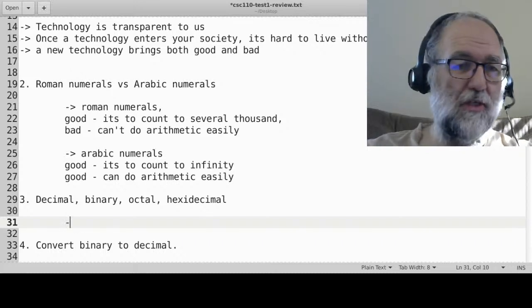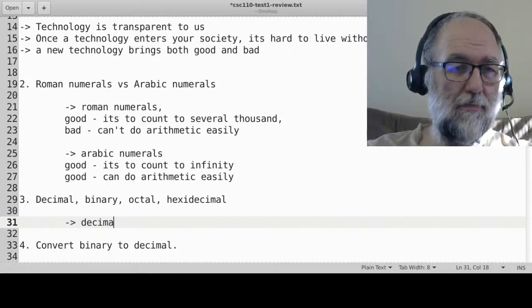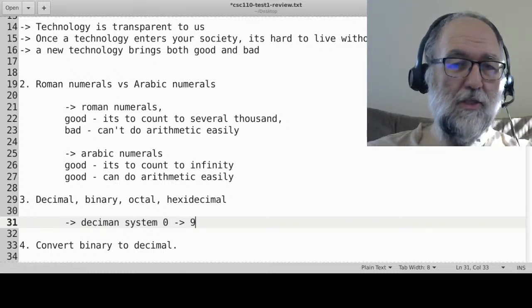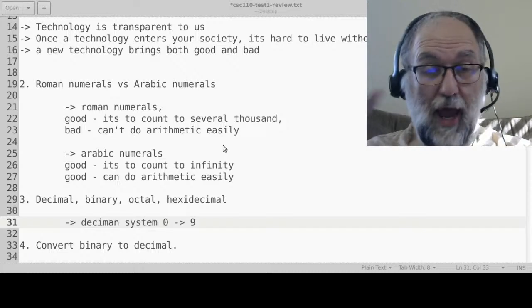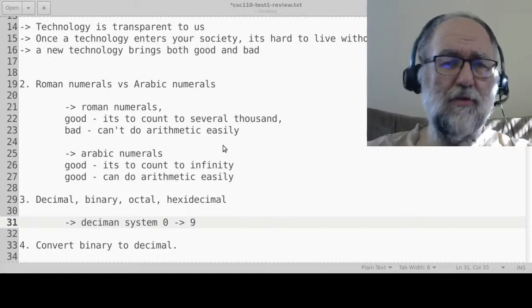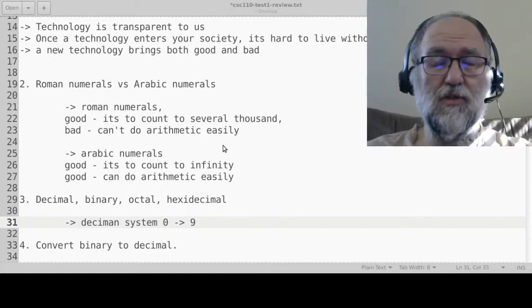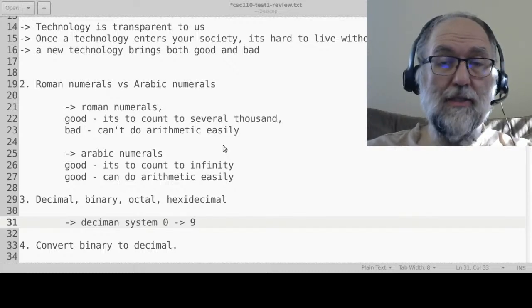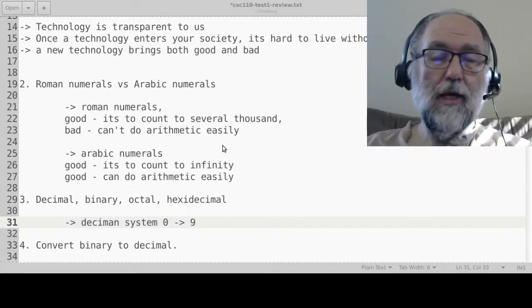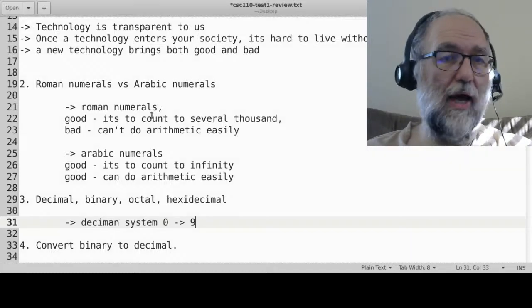Now the Arabic numerals, when they were first introduced, that was the decimal system. That means you've got 10 symbols, 0 through 9. I won't write them all down, but if you include the 0 symbol, then that's a 10th symbol. So the symbols 0 through 9 are 10 unique symbols. That's why it's called the decimal system, because decimal means 10. It's actually from Latin. Decim in Latin means 10. But there are other systems.